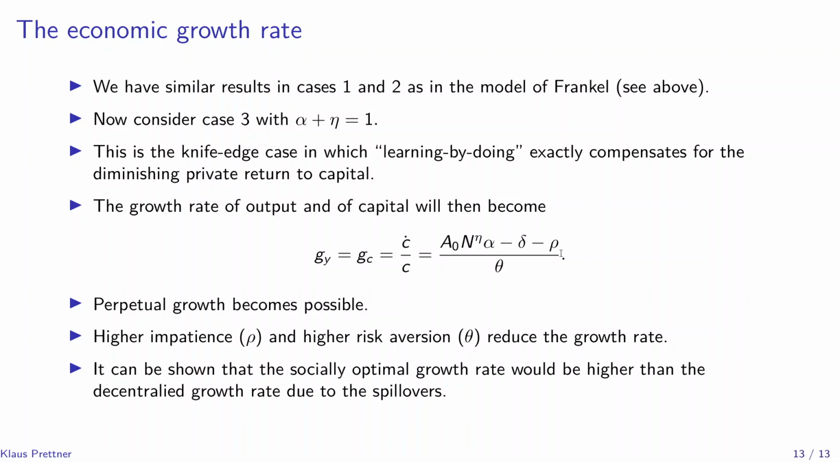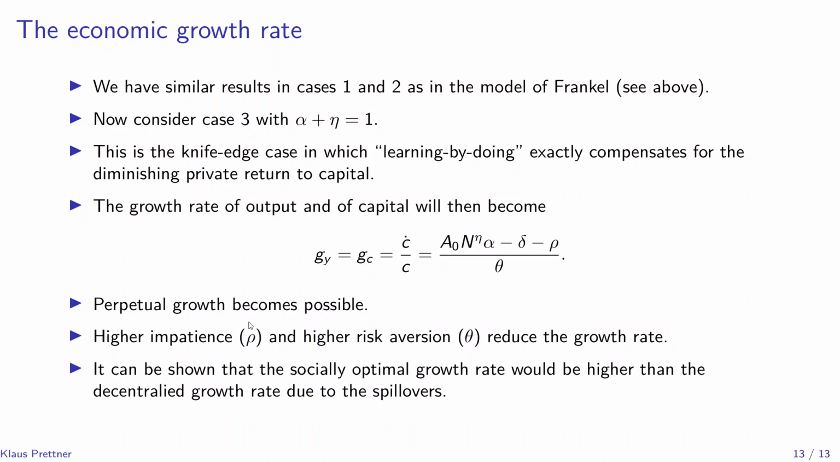So now perpetual growth becomes possible, because this expression here could exceed this expression here, and then you have perpetual growth, because there is no force that would lead the marginal product of capital to decrease. So whenever this is greater than this, it stays so, irrespective of what the level of the capital stock is. So once this exceeds this, we would have perpetual economic growth.